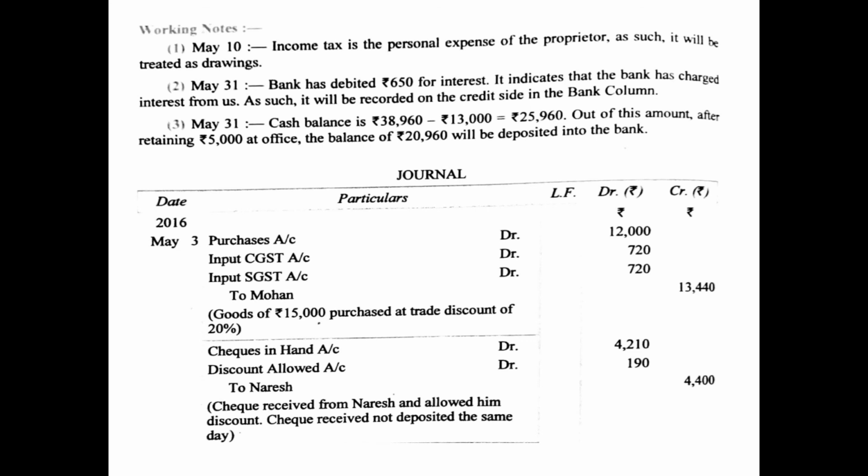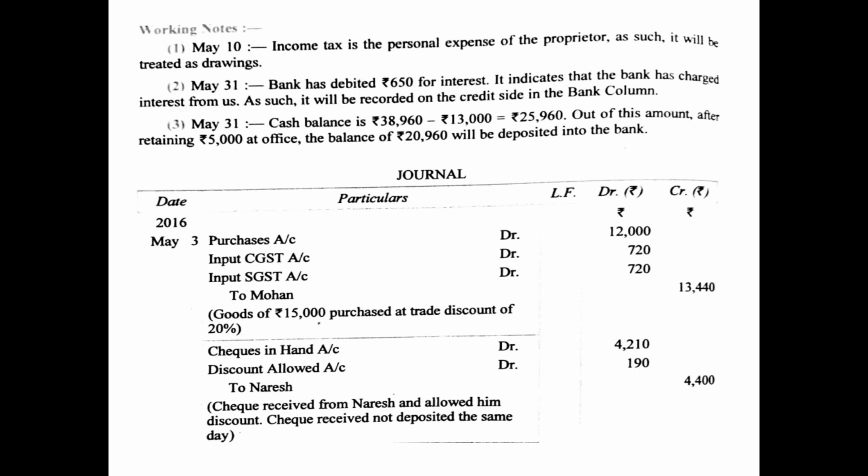Then May 31st, cash balance is 38,960, that is total receipt minus 13,000. Now the net balance which is to be transferred is 25,960. Out of this amount, 13,000 is the credit total actually. So the net balance of cash is 25,960, out of which 5,000 is to be retained in the office itself. The balance of 20,960, that is 25,960 minus 5,000, will be deposited into the bank. And all those entries which could not be passed in the cash book will be recorded separately in the journal.